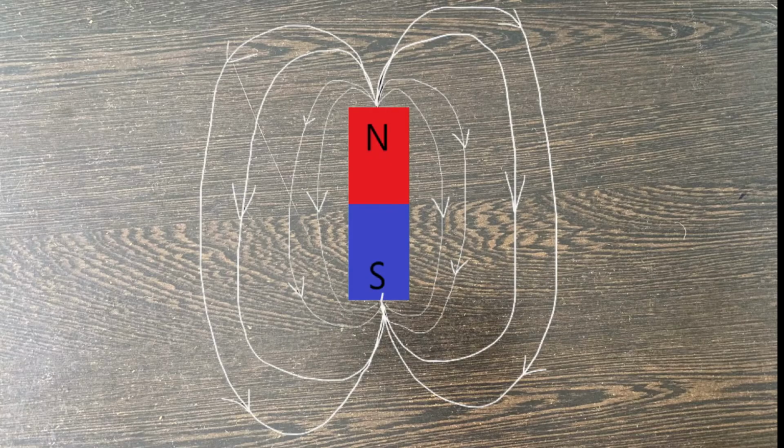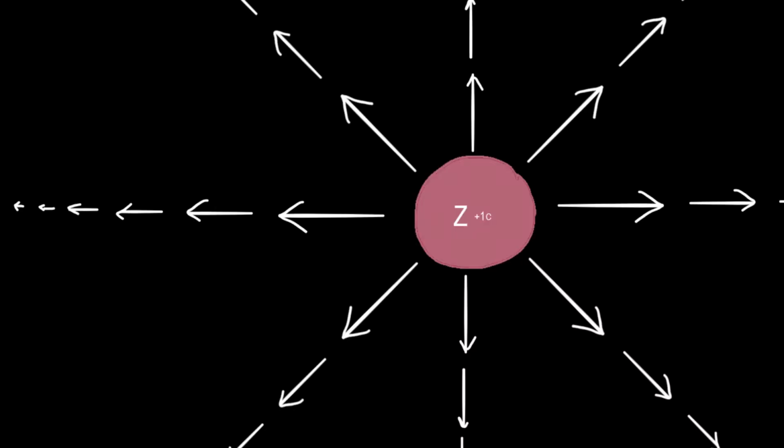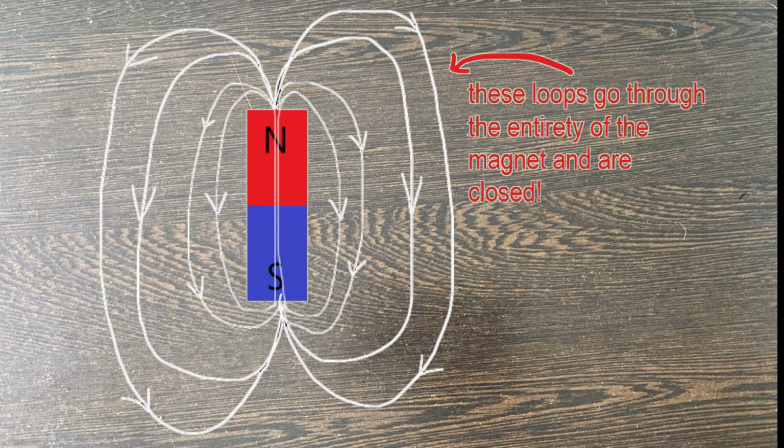The magnetic field lines surrounding the magnet are drawn from the North Pole to the South Pole, always. Similar to how in the case of electric charges, the field lines are drawn from the positive charge to the negative charge. There are differences though between the two. Electric field lines span over infinite distances, while magnetic field lines are closed loops. You see, here the lines go through the magnet itself.